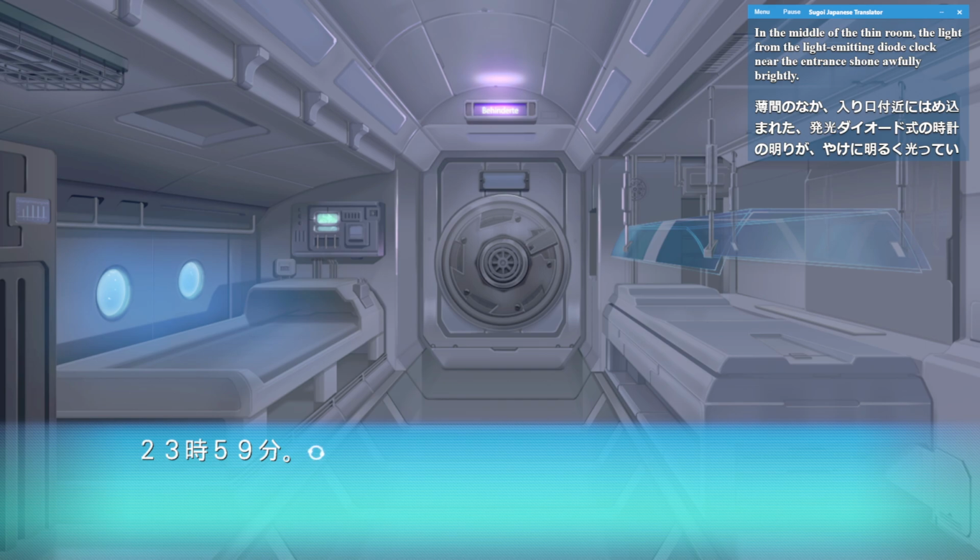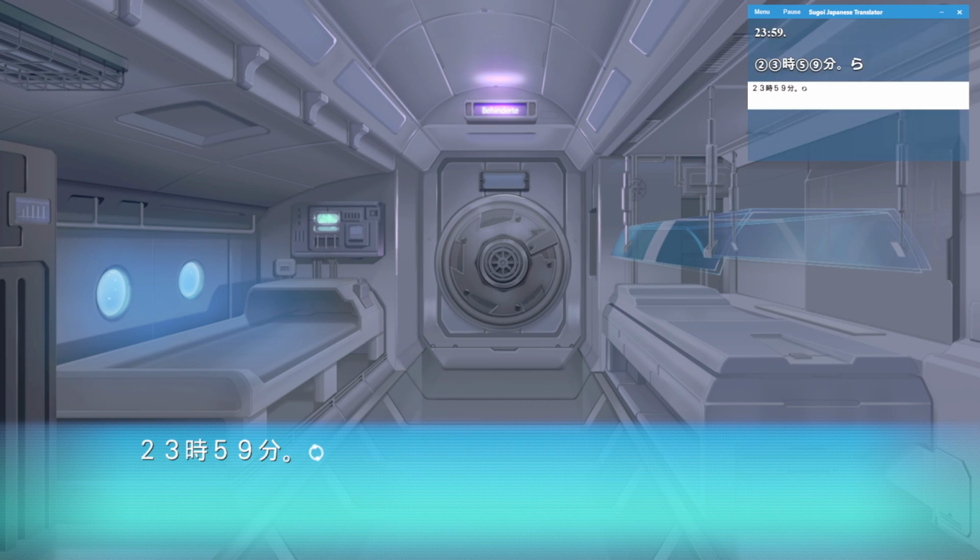That's 23 hours, 59 minutes. That's basically just 1 minute before midnight. They don't write out LED in Japanese. They say light emitting with kanji followed by diode written out in katakana. They're way more verbose, which is odd. I would expect them to just use the acronym.